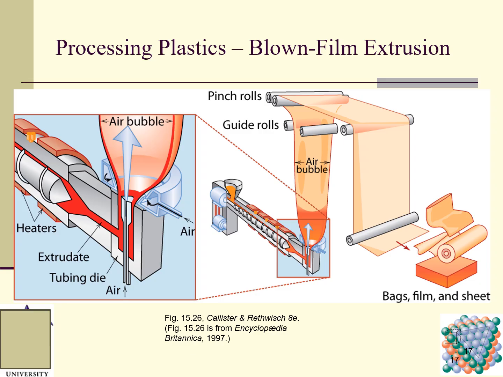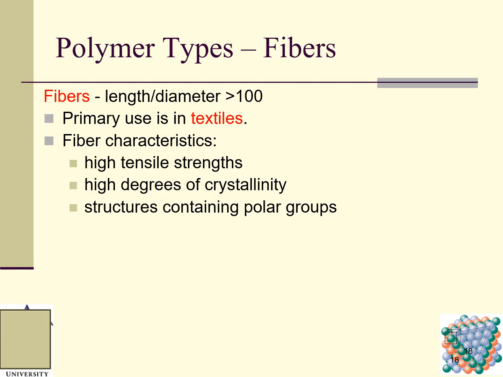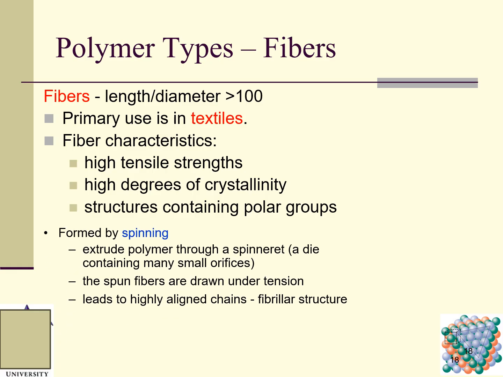And so this is a very important one. And polymer types: fibers. We call them fibers when the ratio of length to diameter is greater than 100. The primary use is in textiles. The fiber characteristics are high tensile strength, high degrees of crystallinity, and structures containing polar groups. They are formed by spinning.